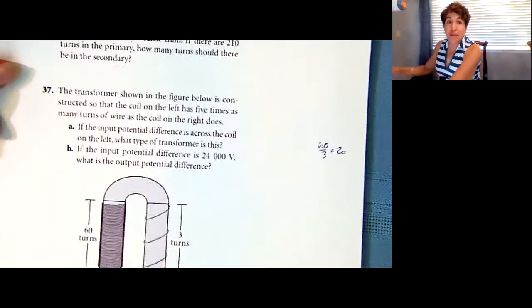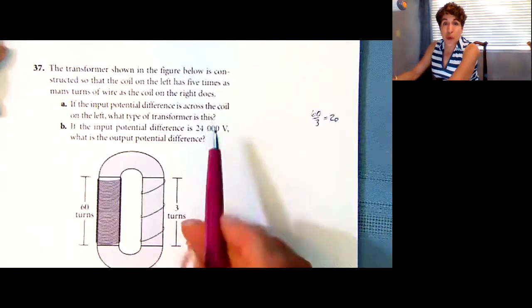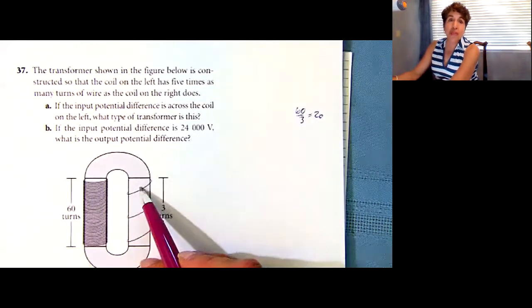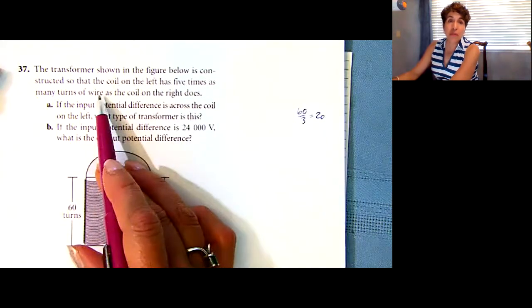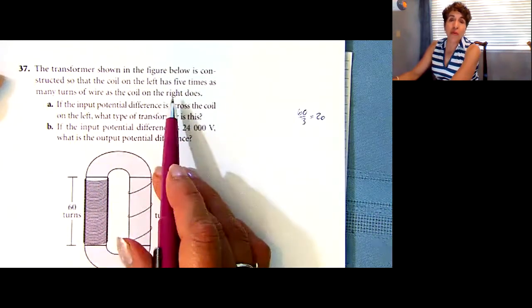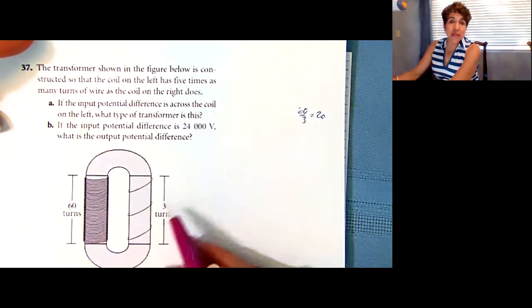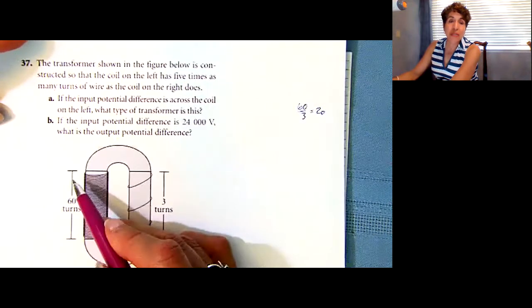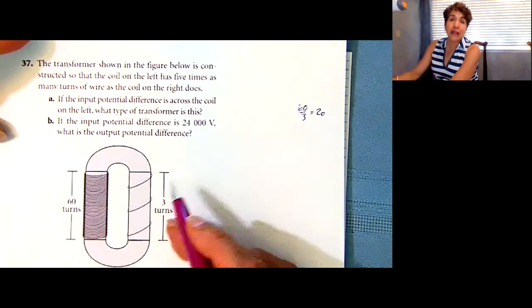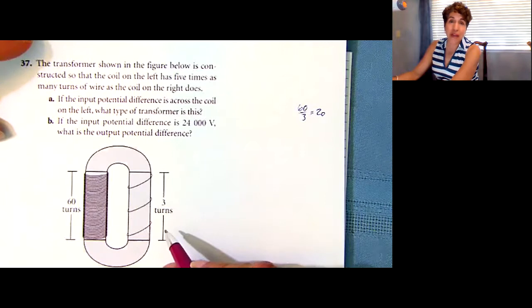Here's the last problem. The transformer shown in the figure below is constructed so the coil on the left has 5 times as many turns of wire as the coil on the right, which is not consistent with what they have here. So I think there's a typo there. So I go with what they actually show here. I have 60 turns here and 3 turns. So that's not 5 times.